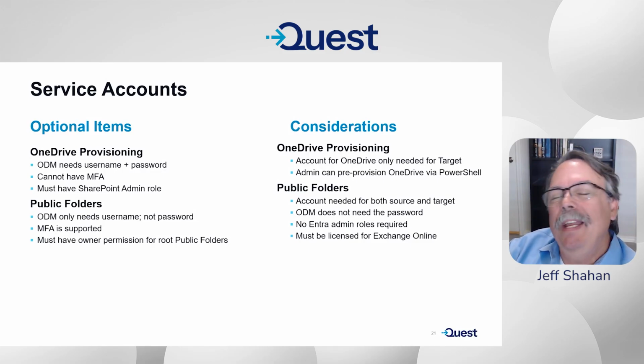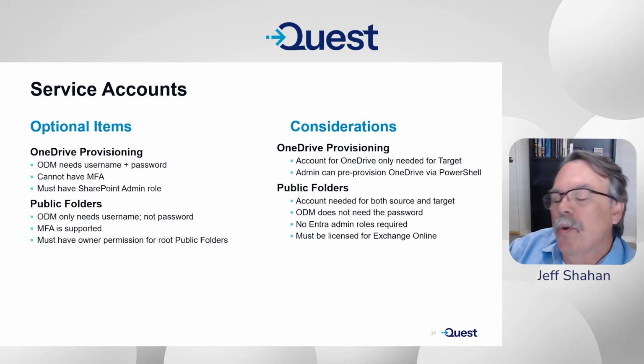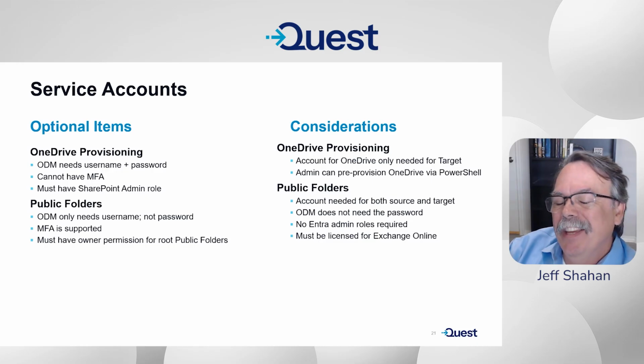Public folders, we need an account, but we don't need the password for that account. So MFA is supported on the account, and it just has to be the owner of the root public folder. OneDrive provisioning, they only need to be provisioned in the target. They don't need to be provisioned in the source. They exist in the source.